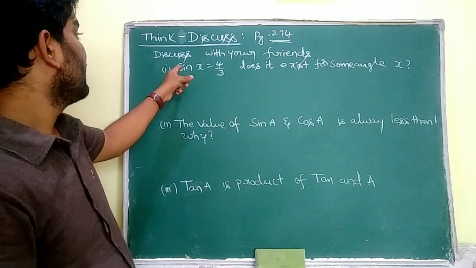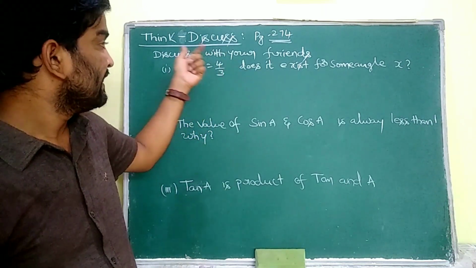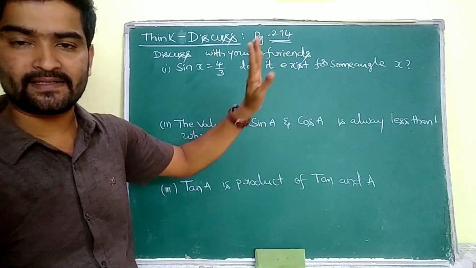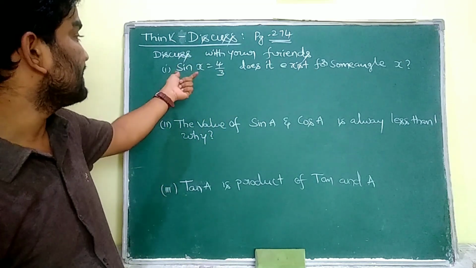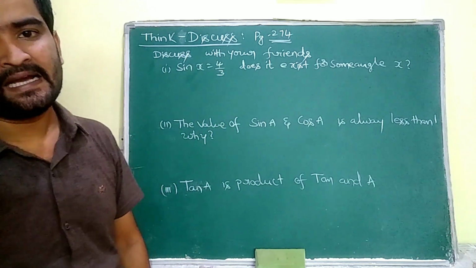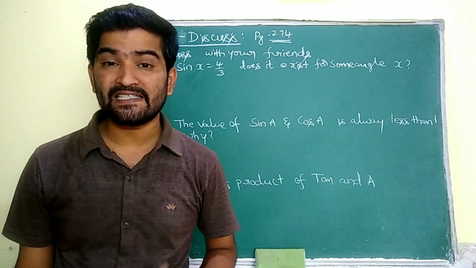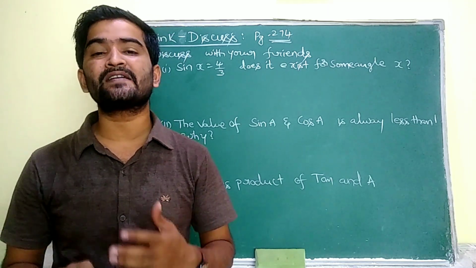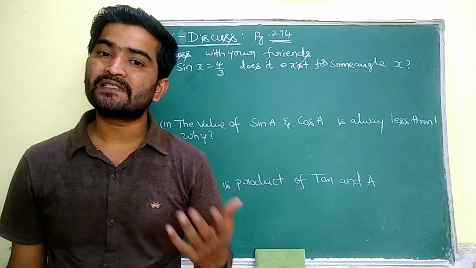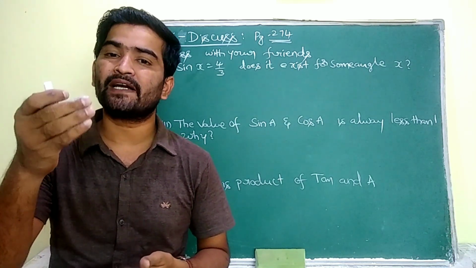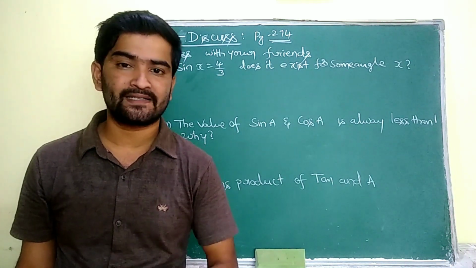Think and discuss. Discuss with your friends. The first one: sin x is equal to 4 by 3. Does it exist for any angle x? That means in any triangle, for any value x, can we obtain sin x equal to 4 by 3? For that, first you have to recall the formula for sin x. Sin x is the relation between the opposite side to that x and the hypotenuse. That means sin x is equal to opposite side by hypotenuse. We know that in any triangle, the hypotenuse is the greatest side.